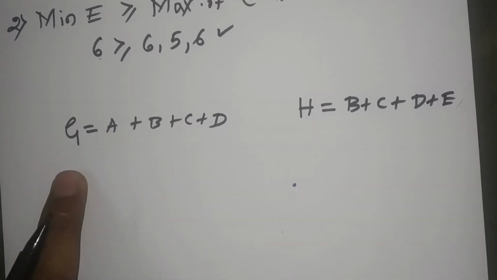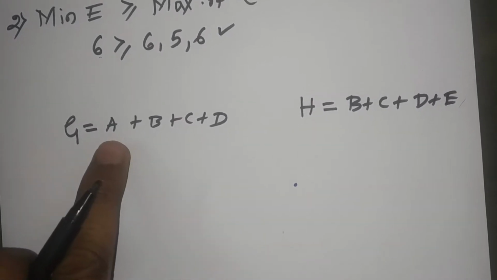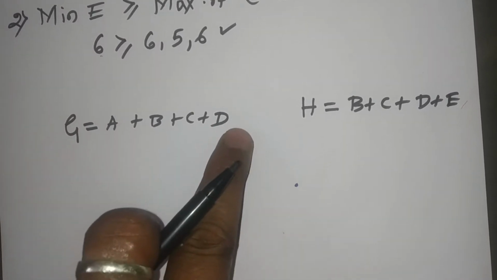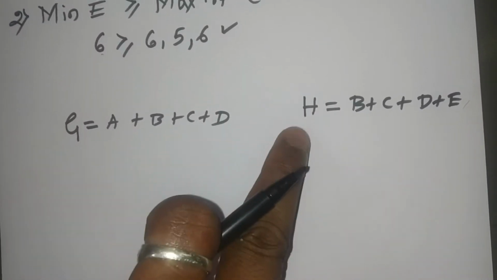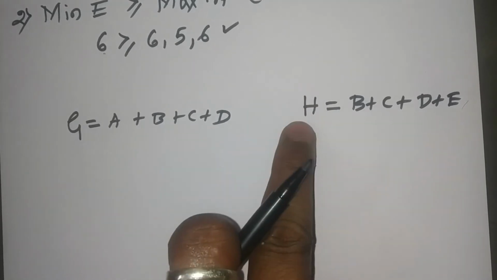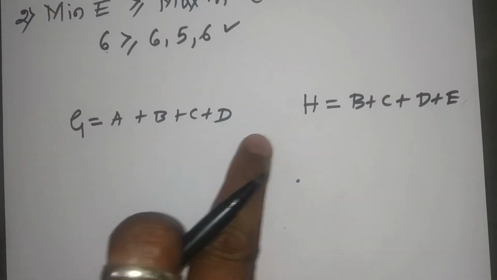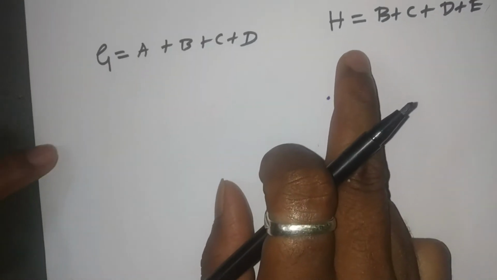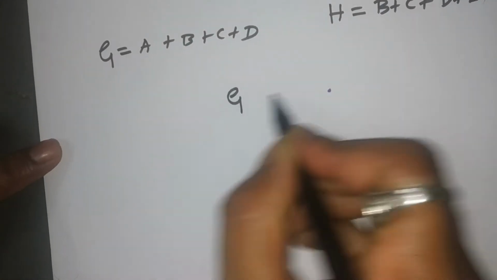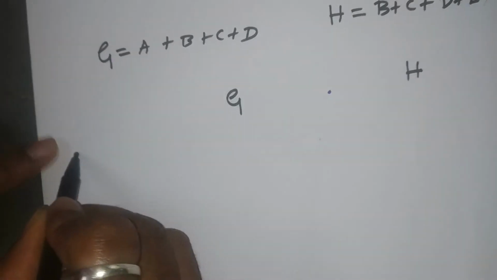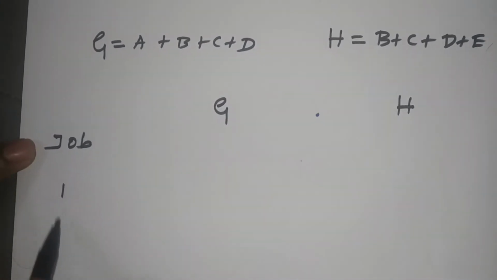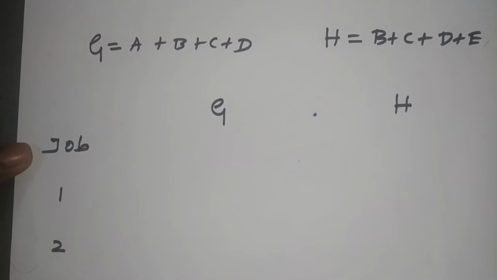So G will be equal to the addition of the timings of machine A plus B plus C plus D, leaving the last one. And H will be leaving the first one. Here G leaves the last one and H leaves the first one. So I'll write the two machines, G and H. And how many jobs do I have? Jobs will be 4: 1, 2, 3 and 4.